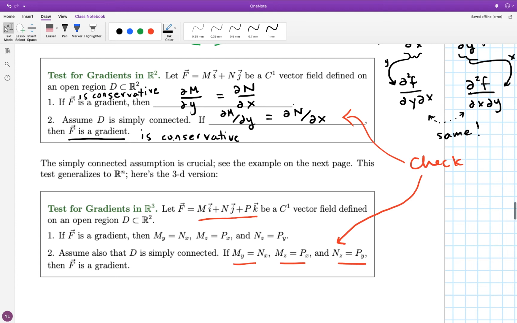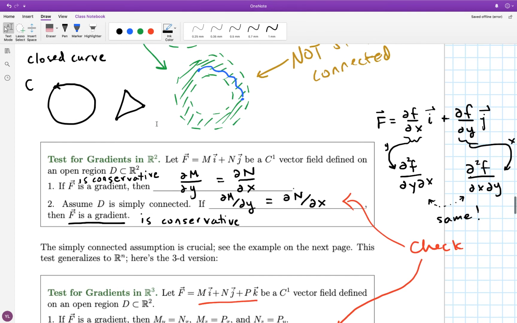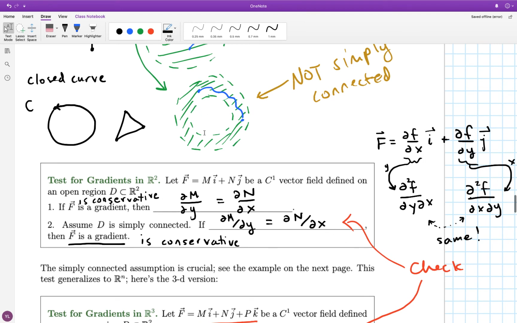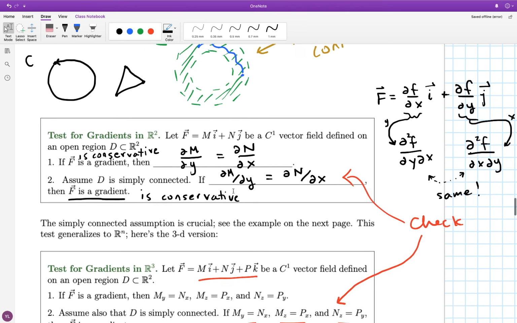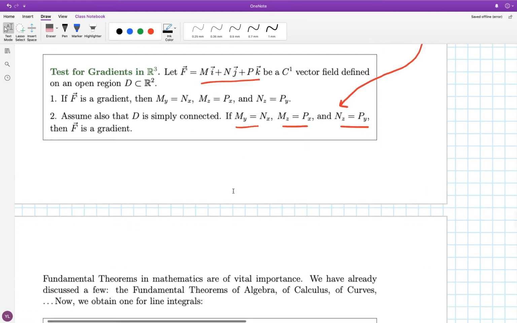Okay, here is my check to see if a two-dimensional vector field is conservative. If the partials that I just took are equal and the region over which the vector field is defined is simply connected. Here's a problem, because this check of conservative, or whether the vector field is a gradient or not, is only valid if my vector field is defined over a simply connected region. And remember what simply connected meant. Simply connected meant it couldn't have any holes in it. So I have no information about whether this vector field is conservative or not.